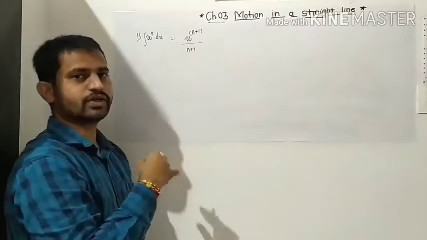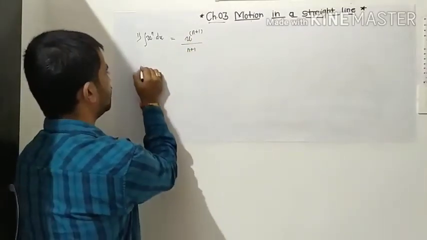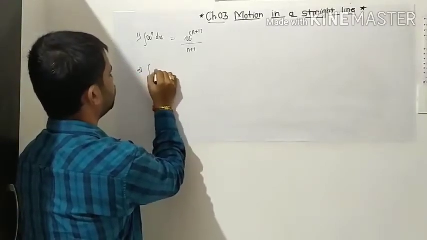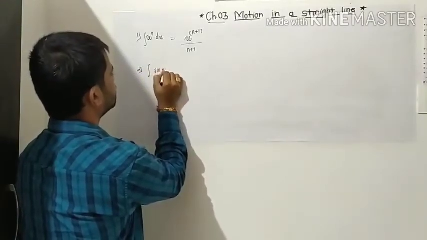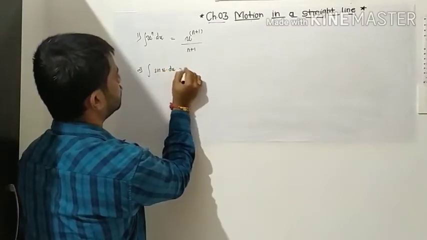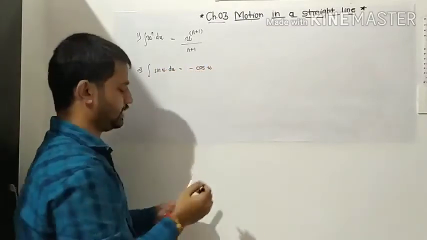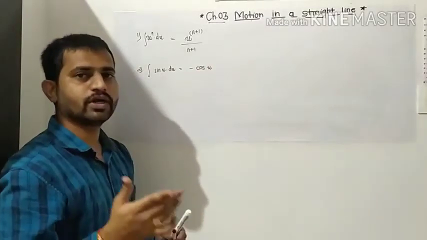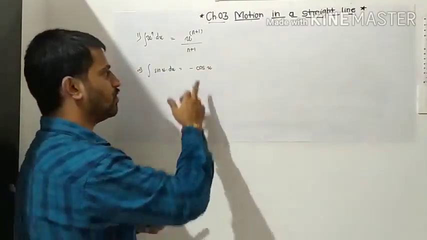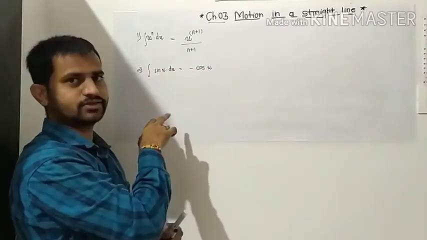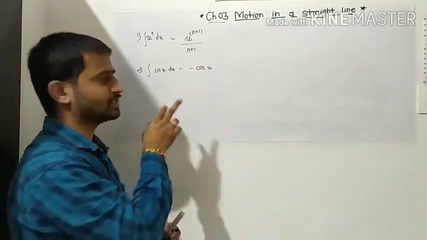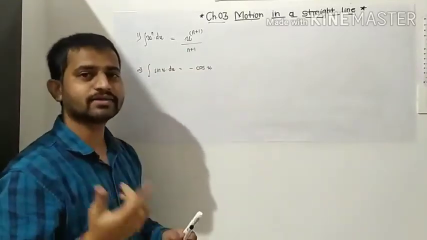x raised to n plus 1 upon n plus 1. Then the second formula: the integration of sin x dx is minus cos x. Why am I writing cos x here? Because we know the derivative of cos x is minus sin x. So if we take the integration of sin x, it will be minus cos x.